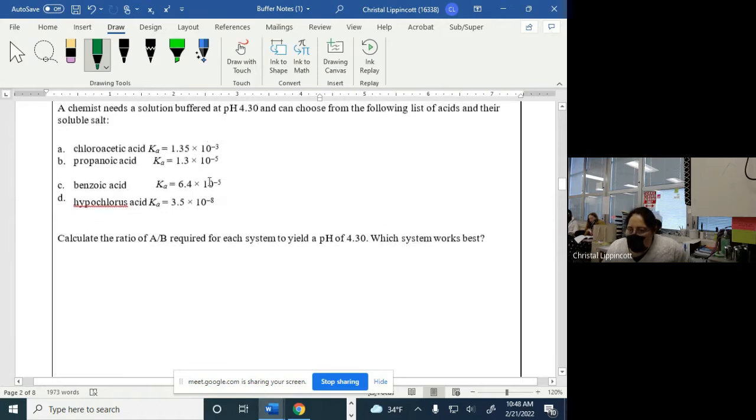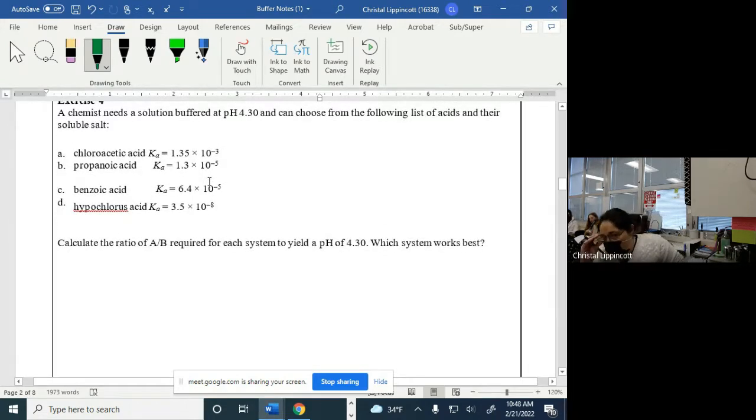All right. We've got a chemist here. They needed a buffered solution at a pH of 4.3. They can choose from these acids. They want to know which one to choose from. So what I did was I took these and I did the negative log of each one. So negative, oh, my battery's dying.